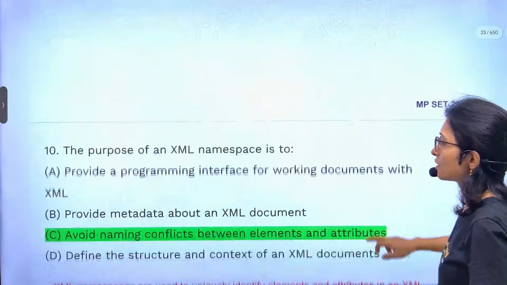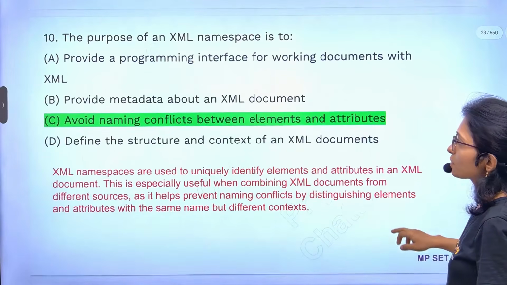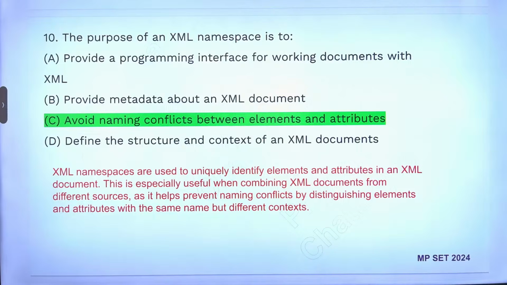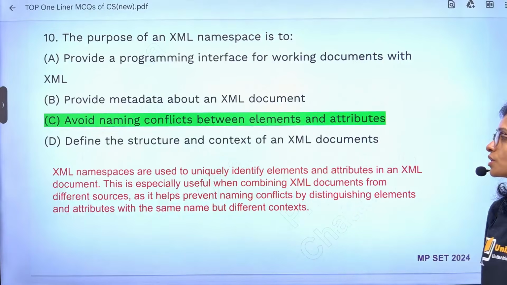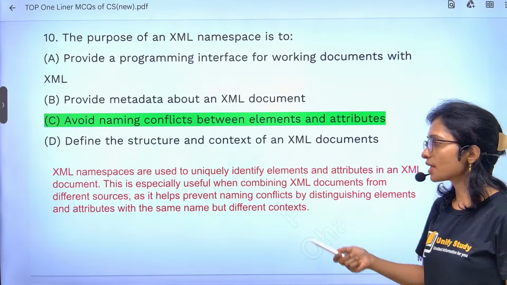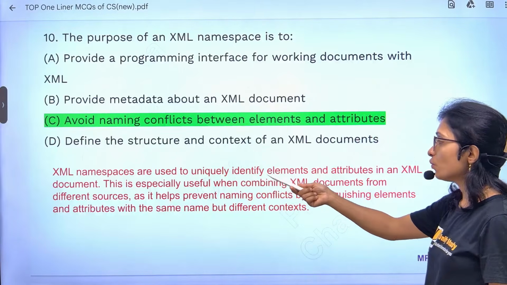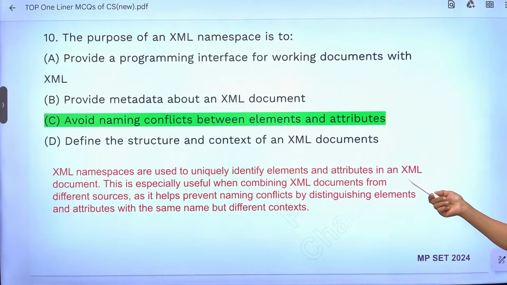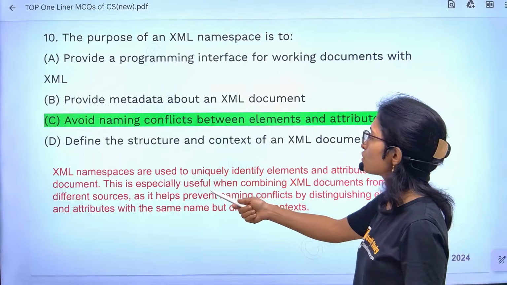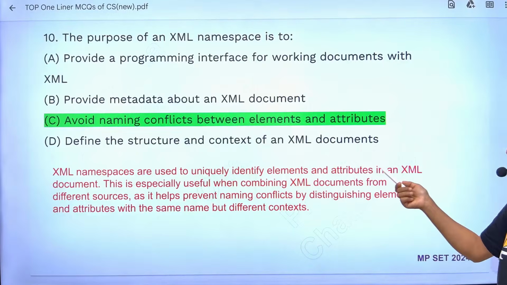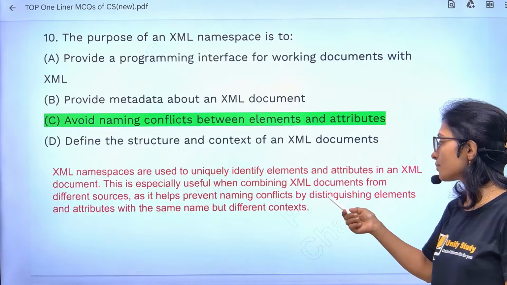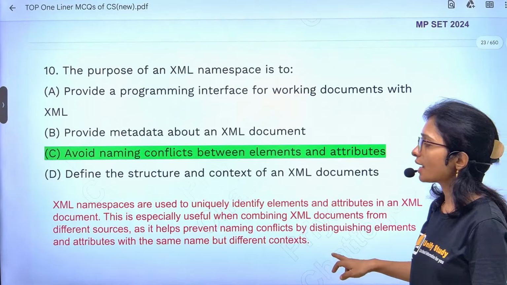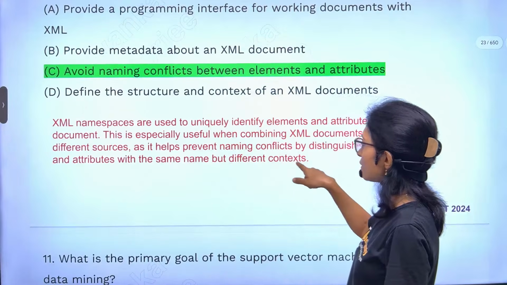Yes. Here the purpose of an XML namespace is to provide the programming interface. No. Here, avoid the naming conflict between the element and the attribute. Because there can be. Here you can see the explanation. Namespace is used to uniquely identify the element and the attribute in the XML. Especially useful when combining XML documents from different sources, as it helps to prevent naming conflicts by distinguishing the element and attribute with the same name but different context.